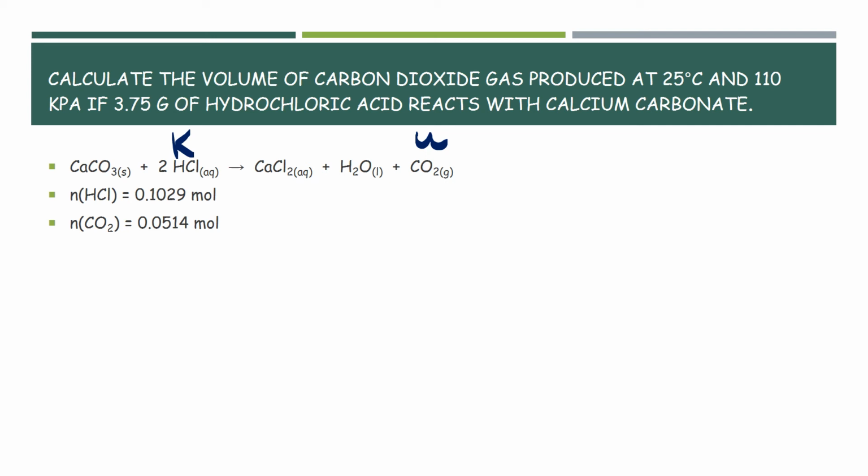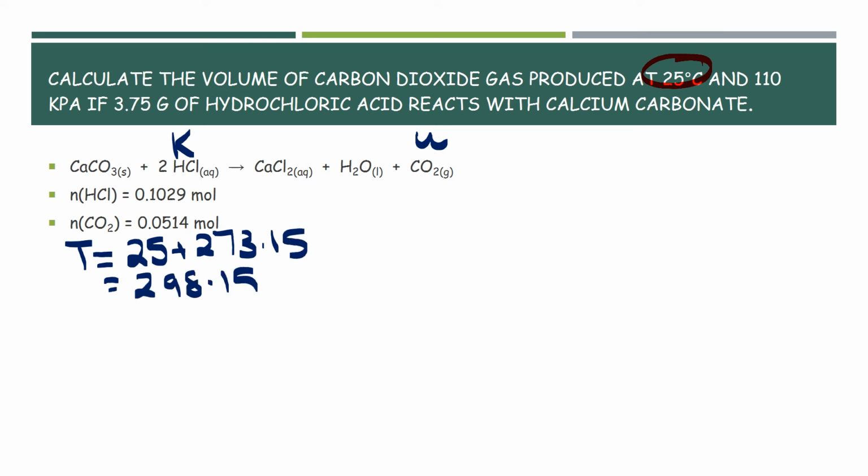So our temperature that we've been given is 25 degrees Celsius. So the first thing we're going to need to do is convert our temperature into Kelvin. So that is 25 add 273.15. And this comes out to 298.15 Kelvin. Now that we've got our temperature in Kelvin, we can substitute directly into our equation, PV equals nRT.